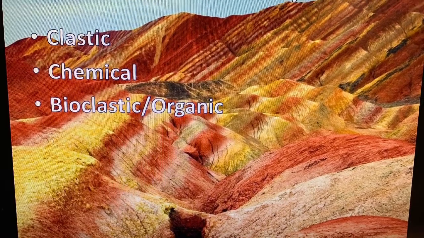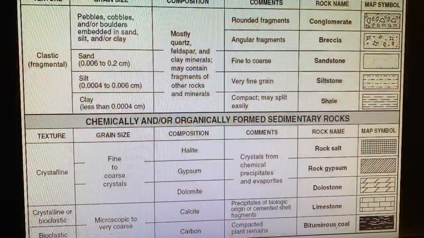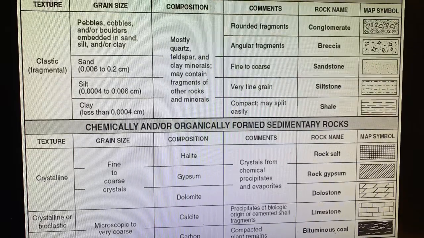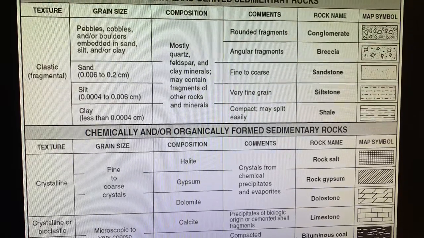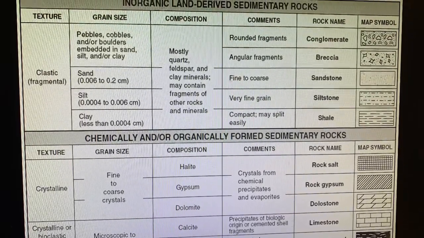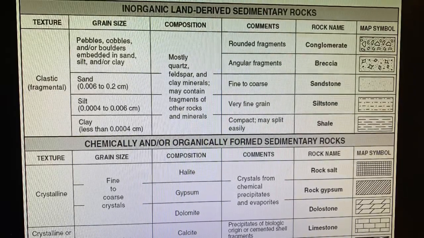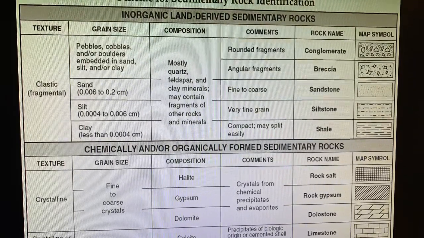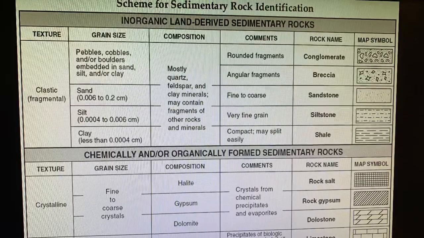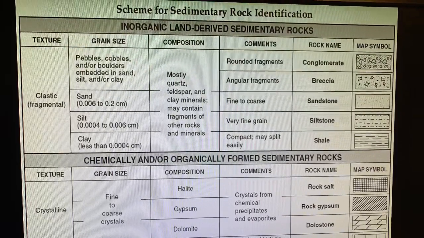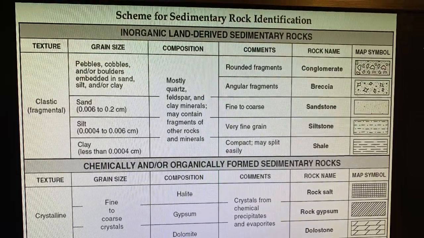Now the clastic rocks are usually what we call inorganic land sediments. And then the chemical or biological ones are exactly that. They come from either a chemical or a living creature. Now, if you look at the reference table right across from the page on igneous rocks, you will see this chart. On this chart, we explain those different groupings.